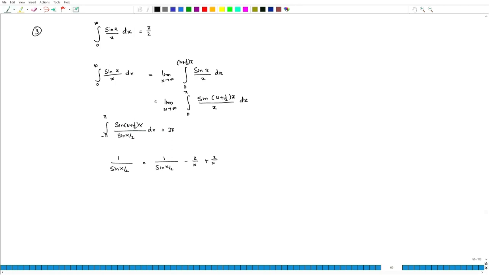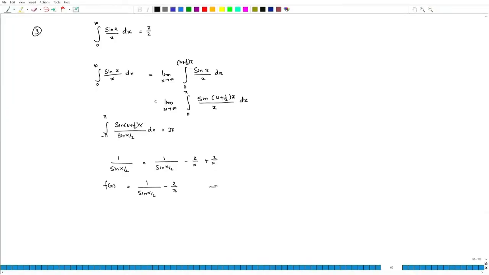Then if we define f of x equal to 1 by sin of x by 2 minus 2 by x, we can see that this converges to 0 as x goes to 0. You can do it various ways, just apply L'Hopital's rule, and you get that this converges to 0 as x goes to 0. So now this is a well behaved function. Using this, in the next lecture we are going to compute the integral from 0 to infinity of sin x by x dx. Thank you.